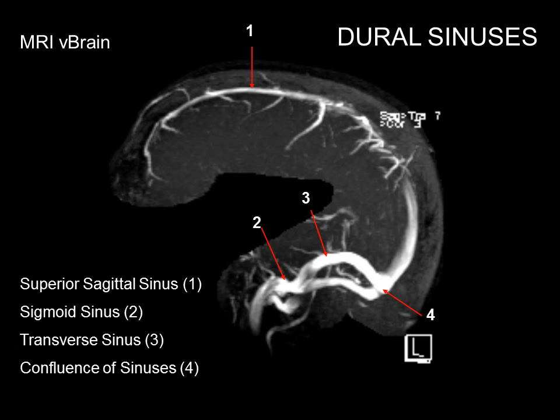and we've labeled the different structures here: the superior sagittal sinus, the sigmoid sinus, the transverse sinus, and the confluence of sinuses. And we also have a marker indicating that we are viewing from the left.